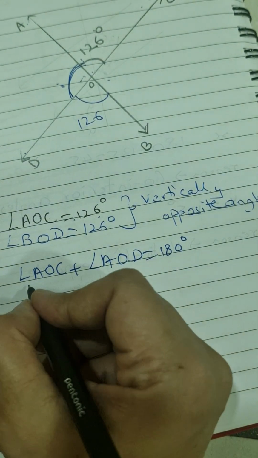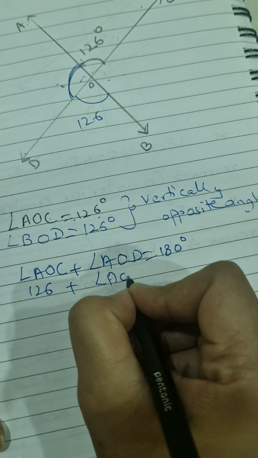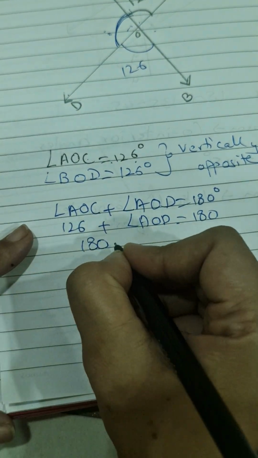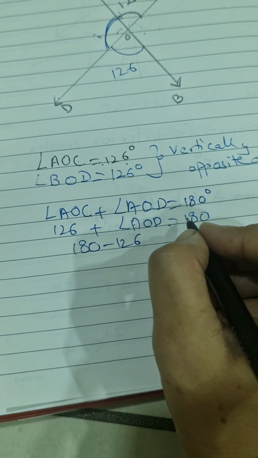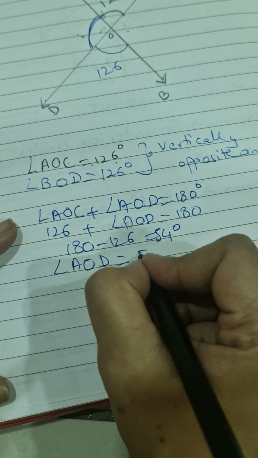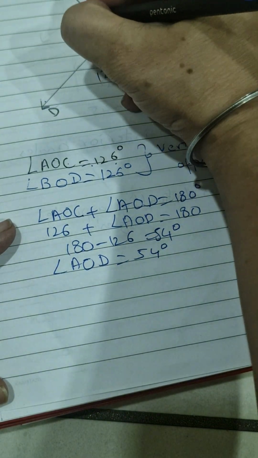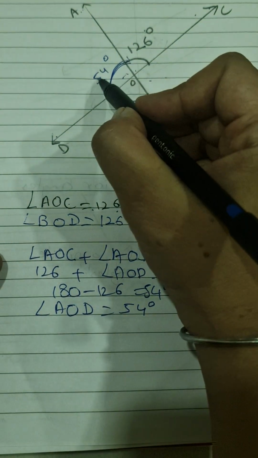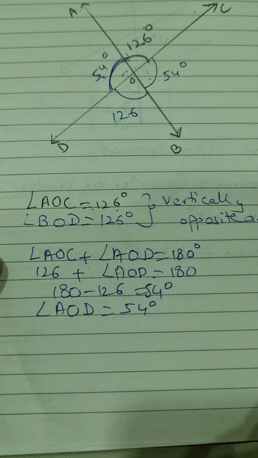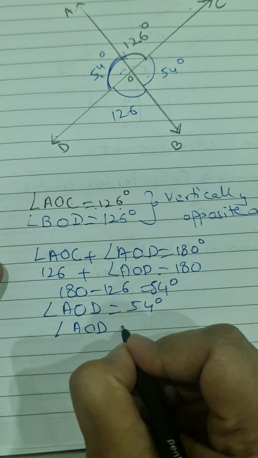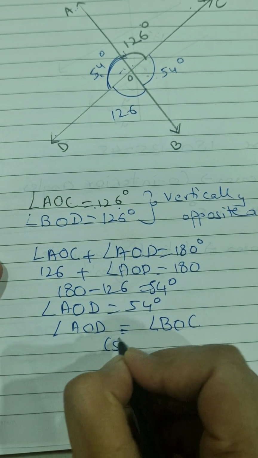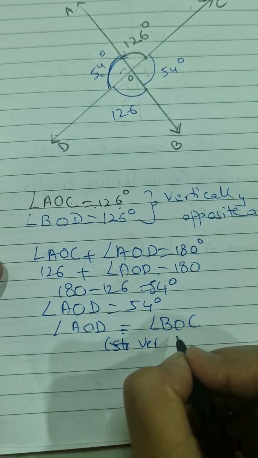Okay, so 126 plus angle AOD equals 180. We will write the steps. So you will do 180 minus 126, and you will get 54. So angle AOD is 54 degrees. So this side is 54. So if this is 54, this will also be 54. Reason, again vertically opposite angle. So you will say angle AOD is equal to angle BOC. Reason: vertically opposite angle.